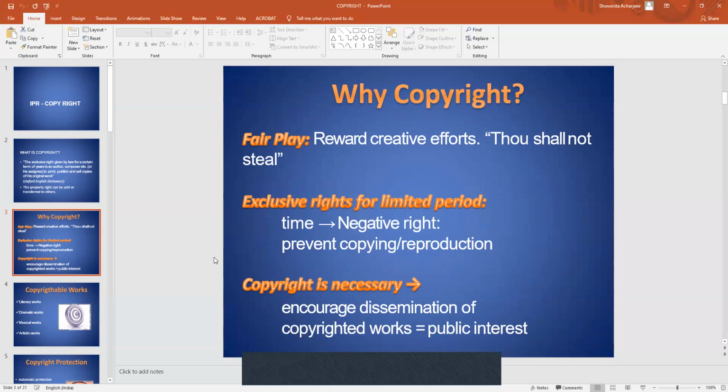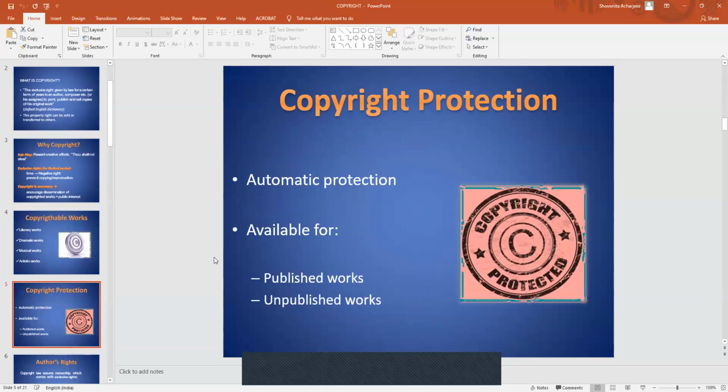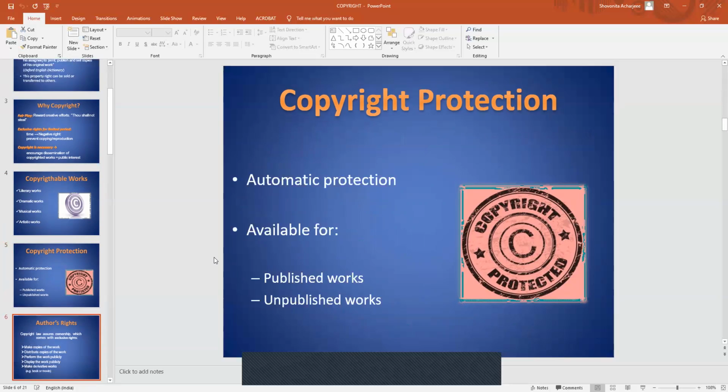Moving on, why do we require a copyright? The first reason is fair play: no one should steal the work and the expression. Second is the exclusive right, that is, a negative right preventing copying or reproducing. And of course, it is necessary to encourage any kind of expression which is useful for the public interest. So, as I've said, copyright extends to literary, dramatic, musical and artistic work, protecting from unpublished work or any kind of misuse.